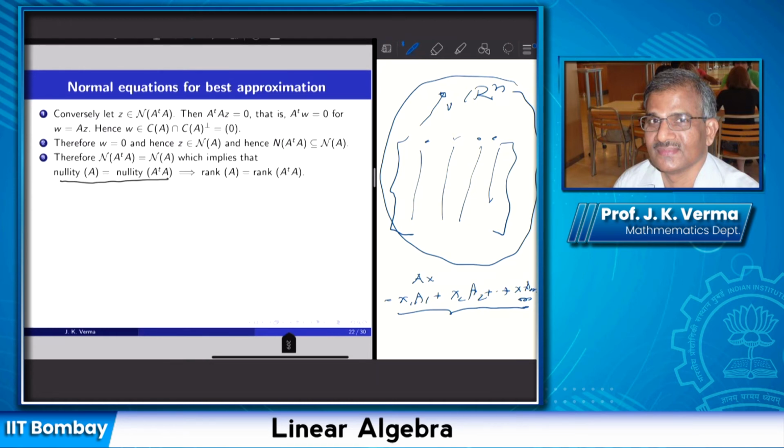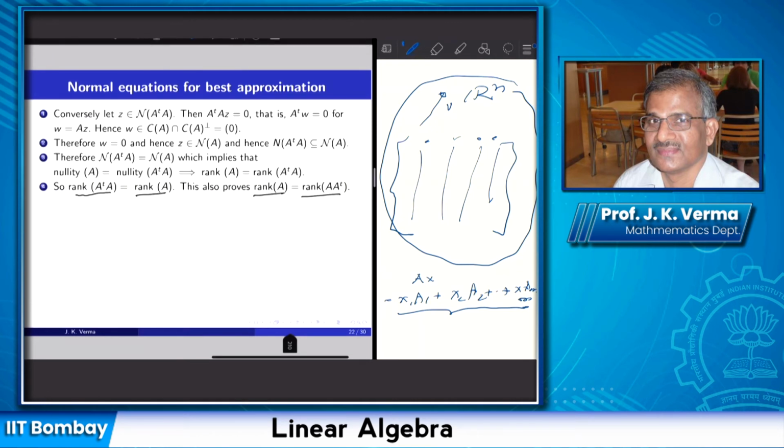Now you substitute A by A transpose. We know that the rank of A transpose and the rank of A are the same. So this also shows that the rank of A transpose A is the rank of A, and the rank of A is the rank of A transpose, simply by substituting A by A transpose and using the fact that A and A transpose have the same rank. So we have proved here that the rank of A is the rank of A transpose. It is also the rank of A transpose A.